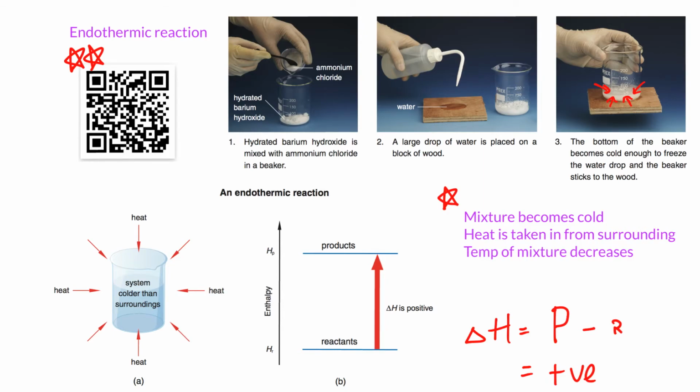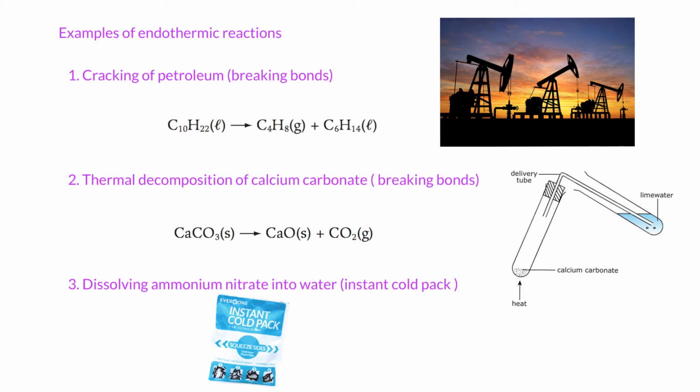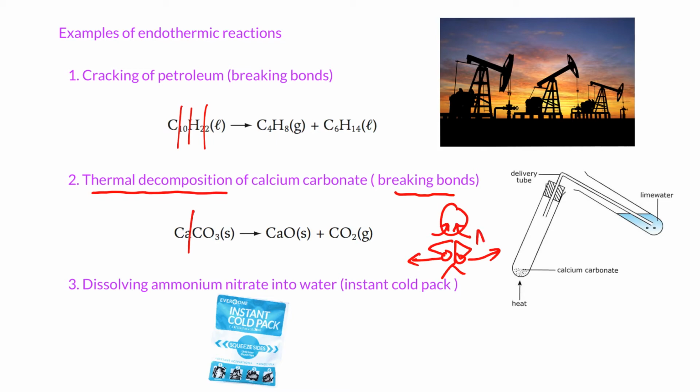An example of an endothermic reaction is cracking, because we need to break the bond. So bond breaking, you have to absorb energy. So cracking would be a good example for endothermic reaction. Thermal decomposition is also bond breaking. Remember, bond breaking, you separate the particles, so therefore it will be an endothermic reaction.